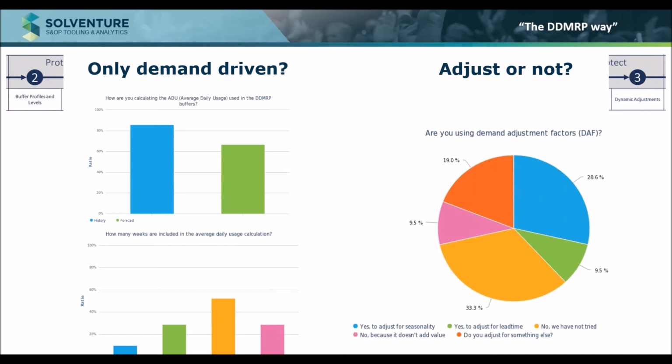And then secondly, we asked how many weeks do you include in the calculation of those average daily usage, and you can see that actually the bulk of the participants picked more than 12 weeks, which creates quite a stable demand signal. But at the same time, it makes the buffers less responsive to changes. Then we asked about the adjustment factors.